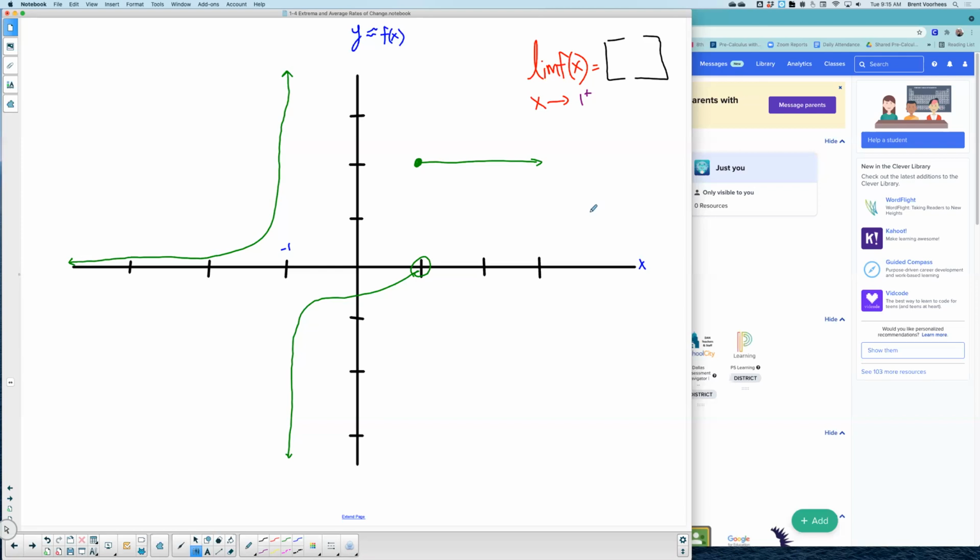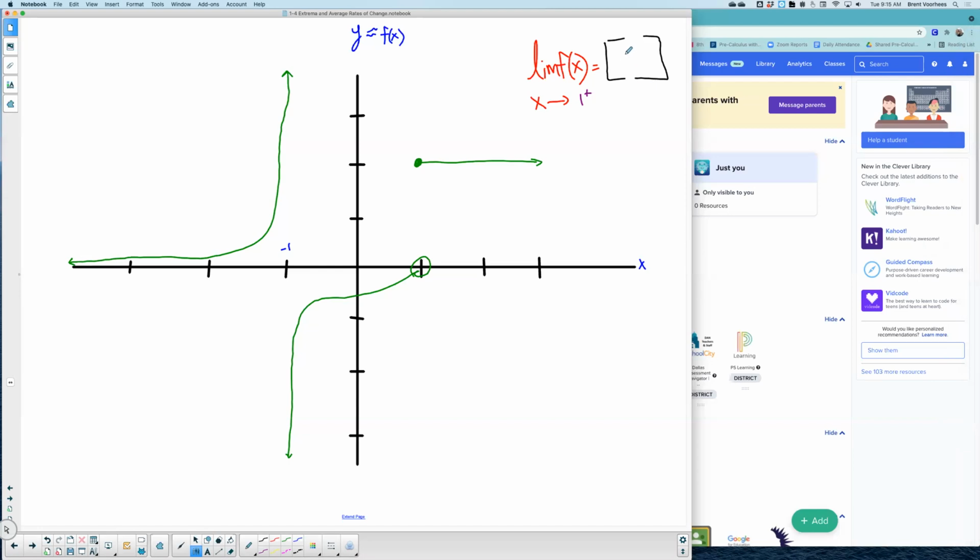No, I only heard positive infinities. Did anybody else suggest something different? So positive infinity is not the right answer. Anybody else want to take a guess at it? 2. 2 is the correct answer.